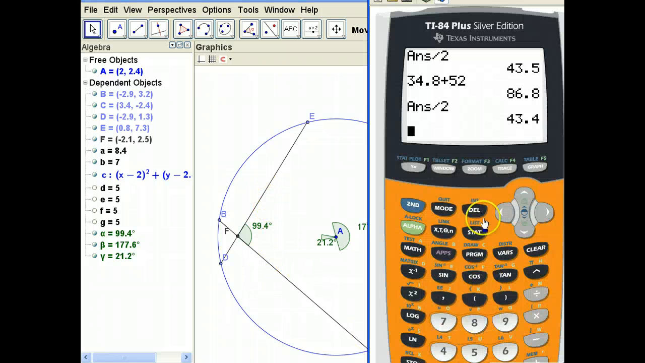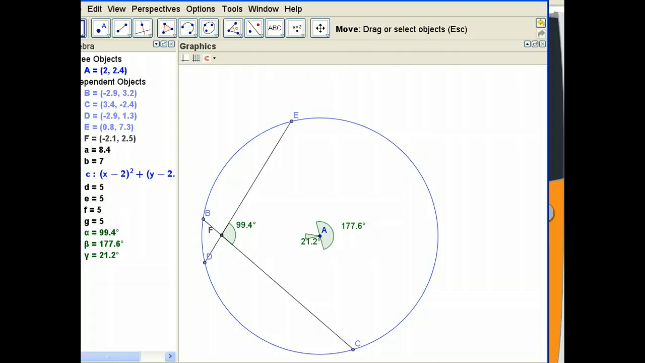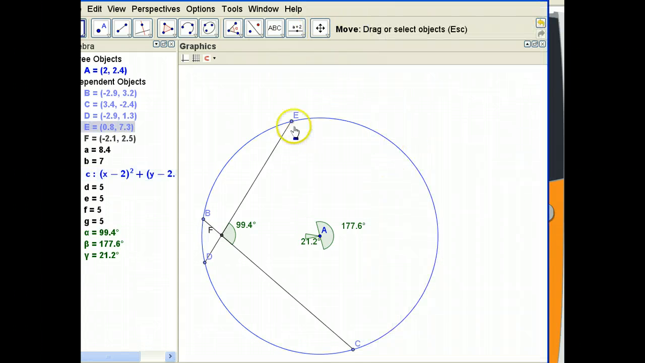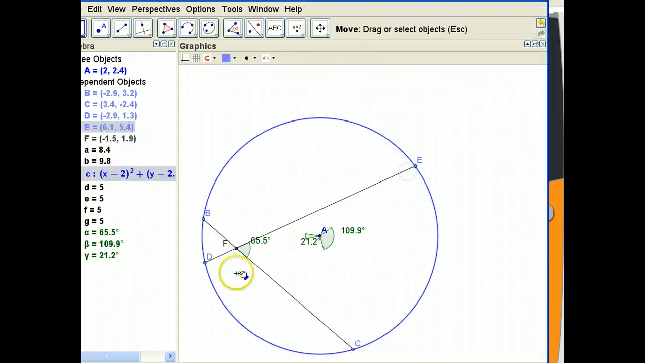And if we use the calculator, we'll see that that works. So we have the 177.6 plus the 21.2, and then we'll divide that by 2, and it should equal the 99.4, and it does. And so that's the connection between those random angles and the arc measures. They are a connection.